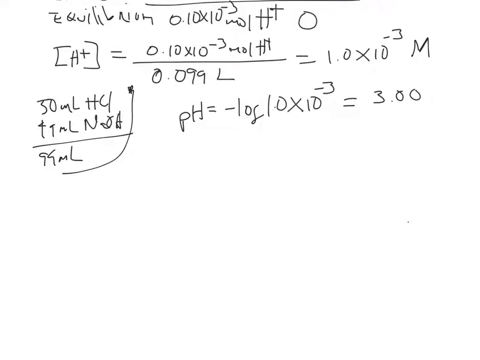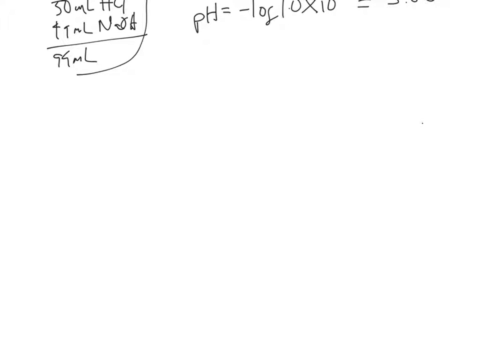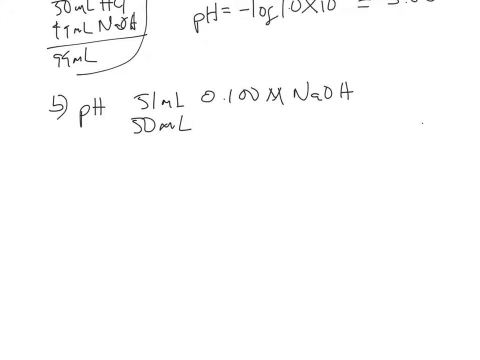Now, for part B, we need to determine the pH when we add 51 mils of 0.100 molar sodium hydroxide, and we have the sample of 50 mils of 0.100 molar of HCl.